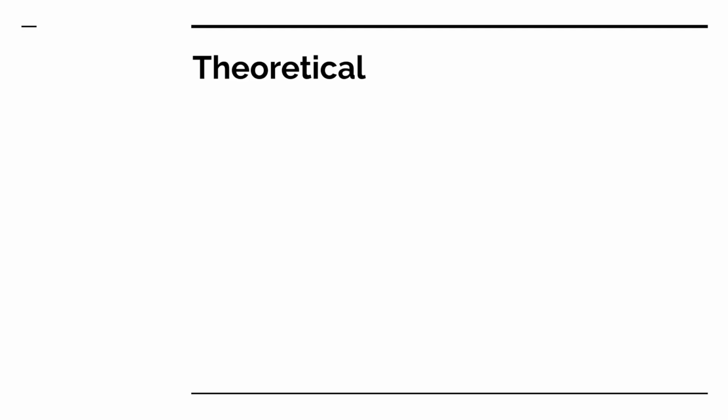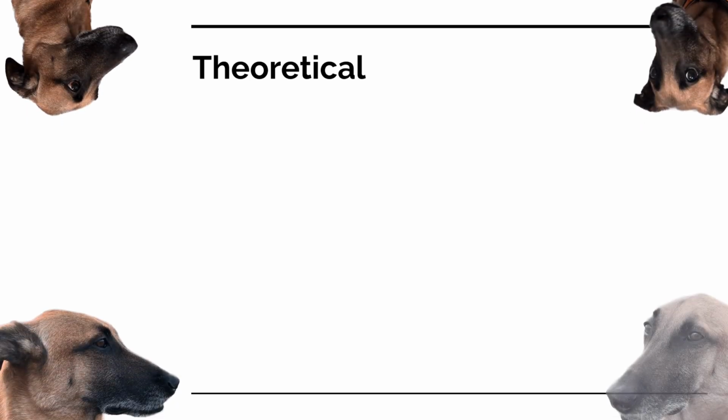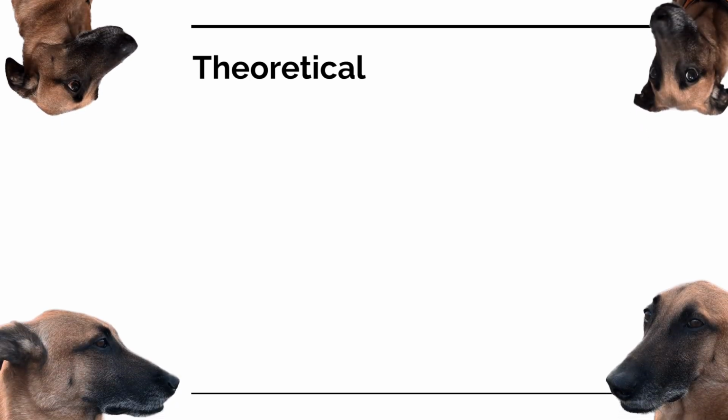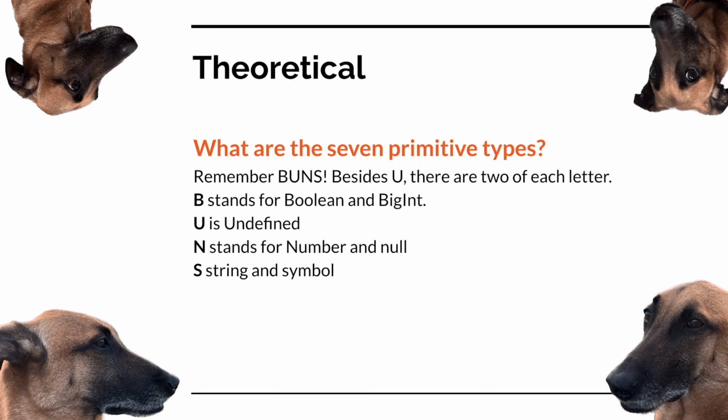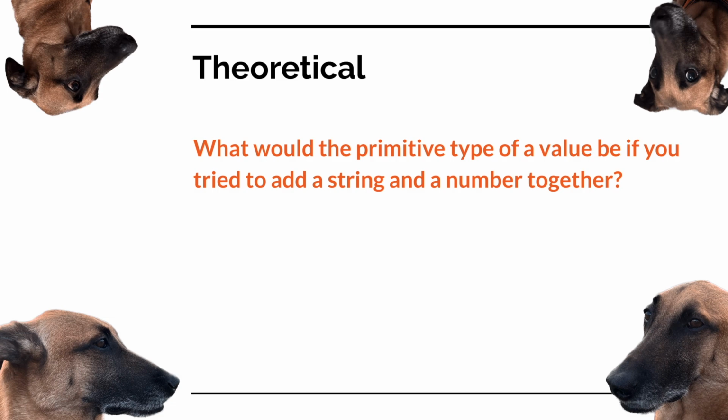BigInt function. Okay, so what are some theoretical questions we might run into in an interview? You might be asked, what are the 7 primitive types? And now we're going to want to remember buns. So besides the U, there's 2 of all of them. The B's are Boolean, BigInt, U is undefined, the 2 N's are number and null, and the 2 S's are string and symbol. Let's move on to another one.